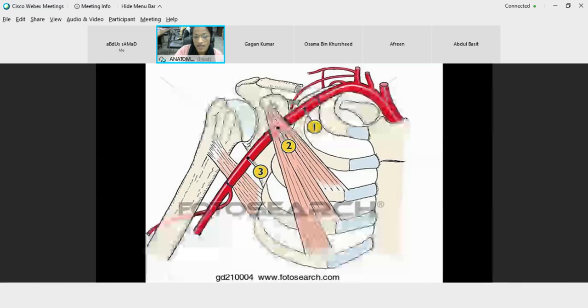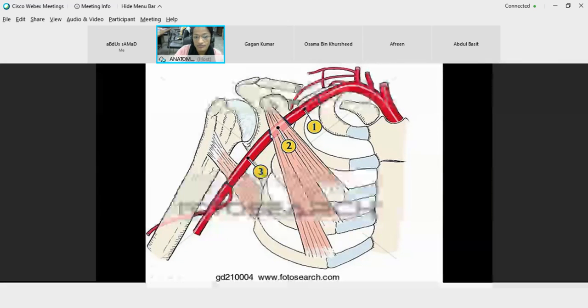Pectoralis minor crossing the artery in front is dividing the artery into three parts: first part, second part, and third part. The first part is proximal to the pectoralis minor muscle, which extends from the outer border of the first rib to the upper border of the pectoralis minor muscle. Then the second part is behind the pectoralis minor muscle, and the third part is distal to the pectoralis minor muscle, extending from the lower border of the pectoralis minor muscle to the lower border of the teres major muscle.